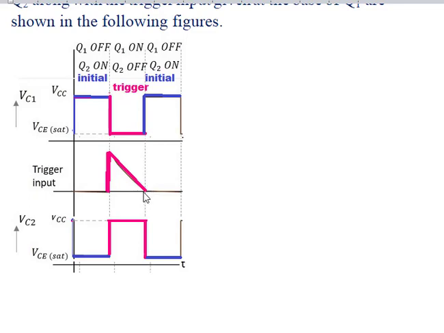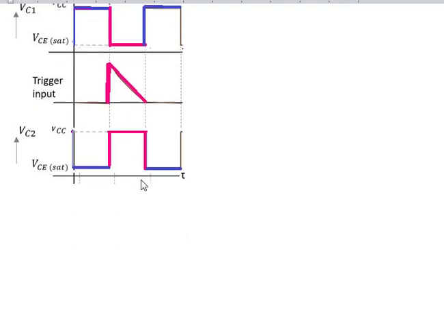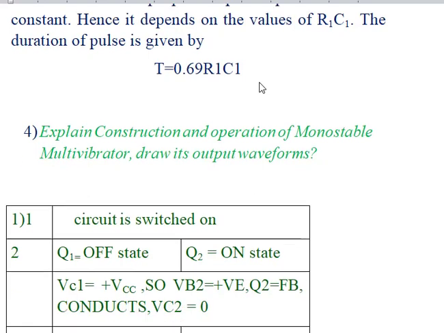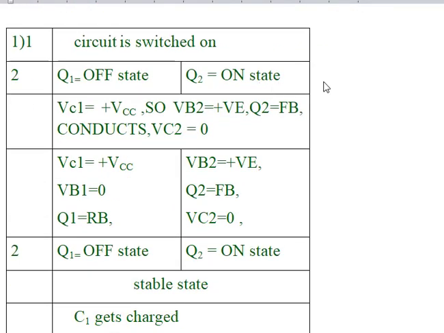After the trigger voltage becomes 0, the transistor Q1 again goes to the off condition and Q2 returns to its original on condition. Here the width of the input and output pulses, T, is equal to 0.69 R1C1. The width depends upon the value of the resistor and capacitor used in this circuit. Here we will see the operation in short.